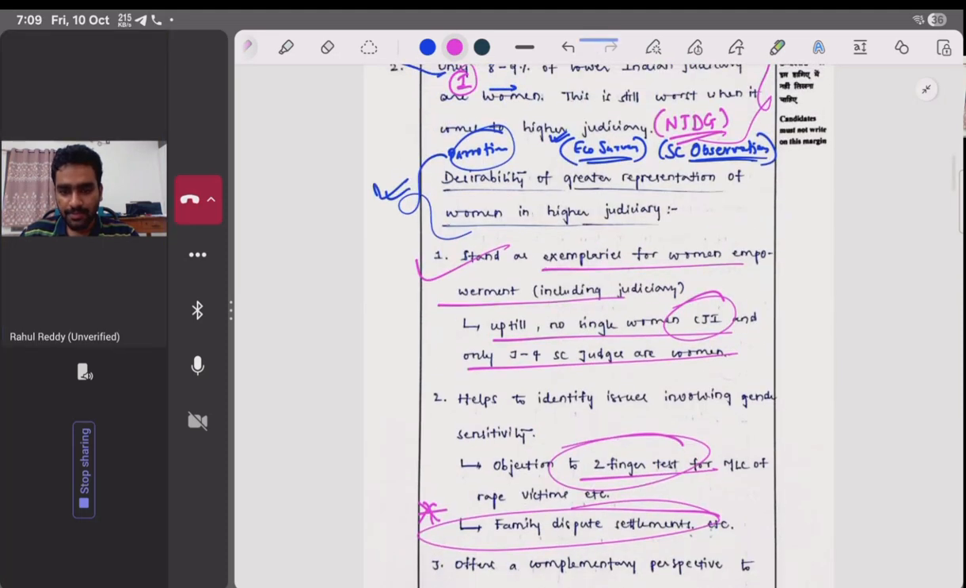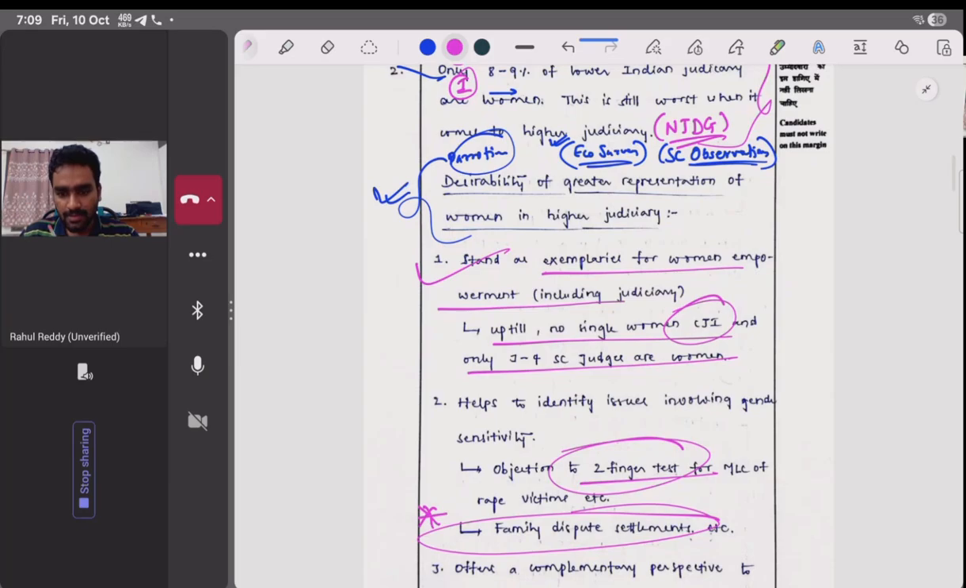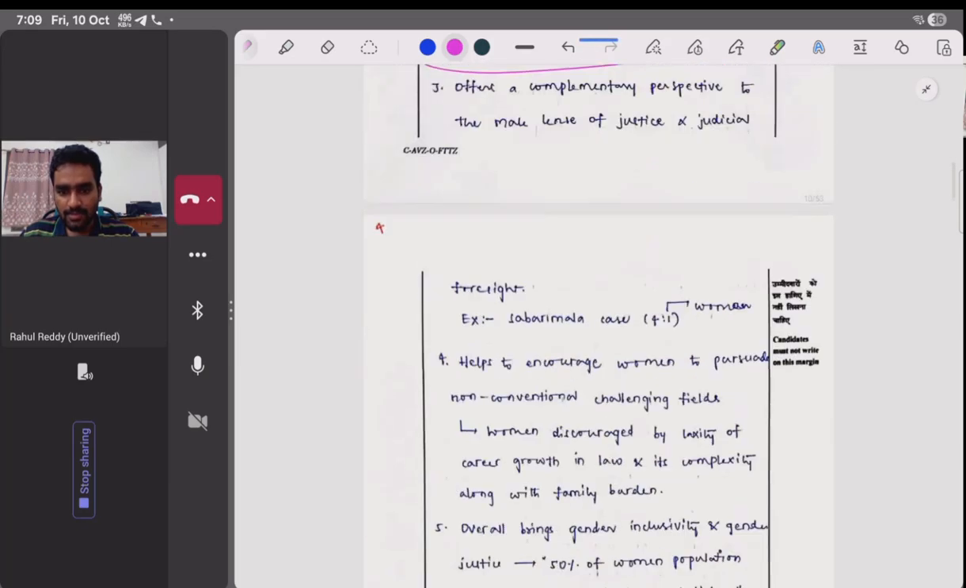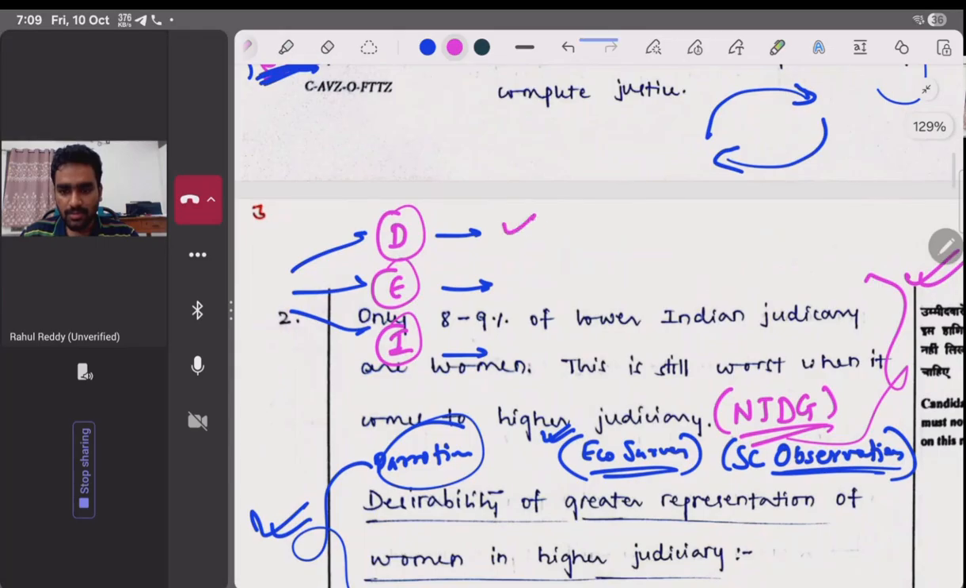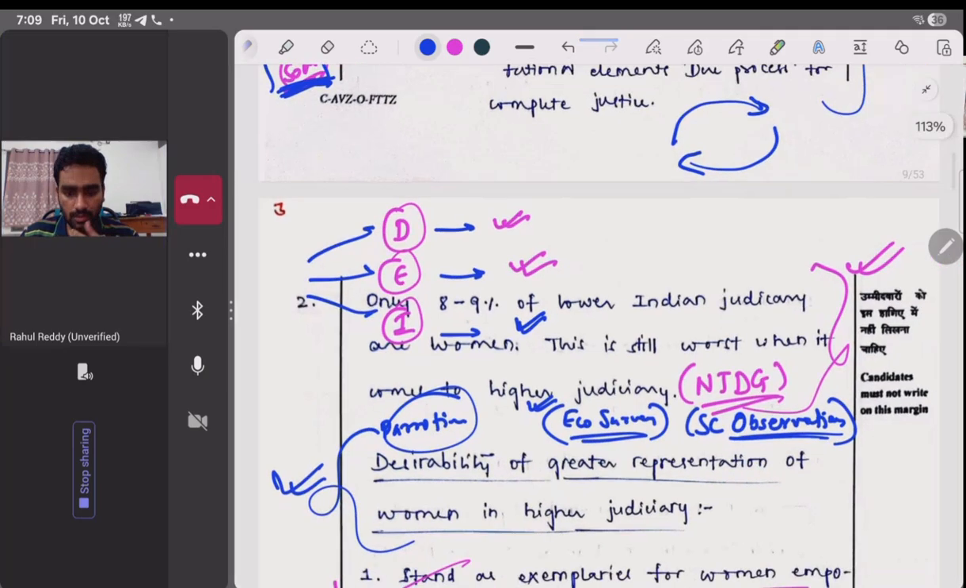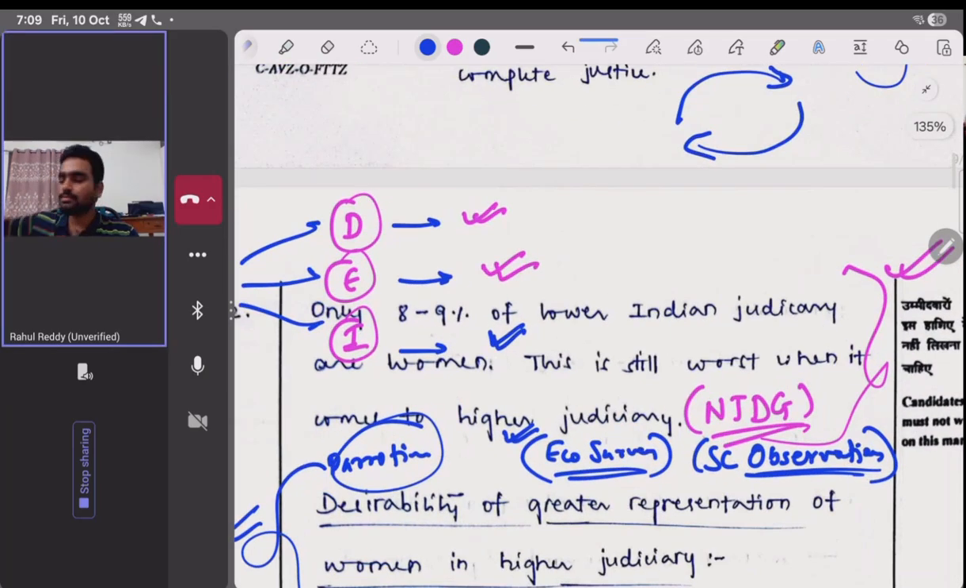And now the desirability aspect has been done, but you haven't dealt with the other part, that is how it will ensure diversity, how it will ensure equity and inclusivity, right?